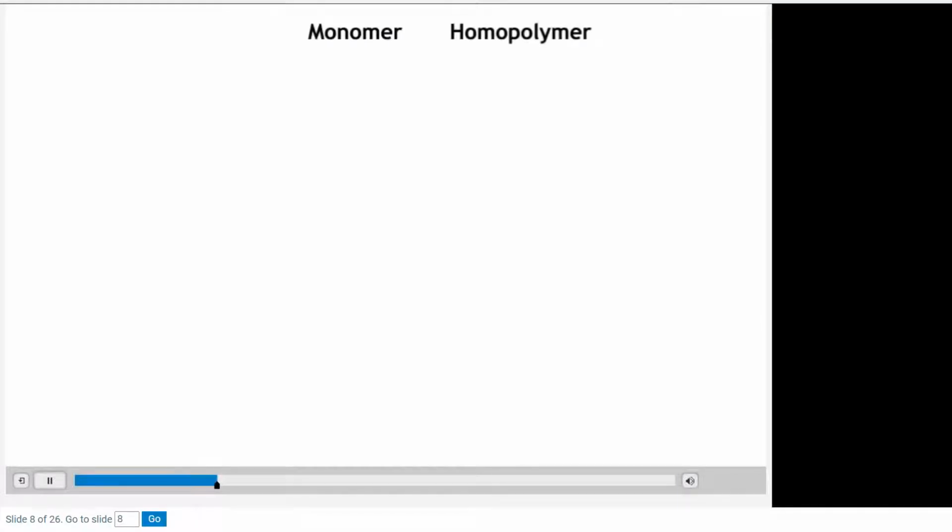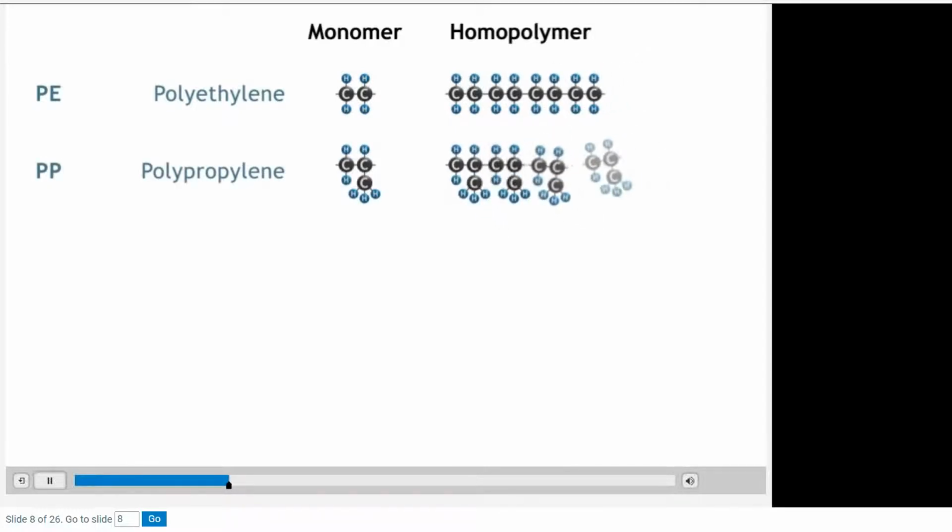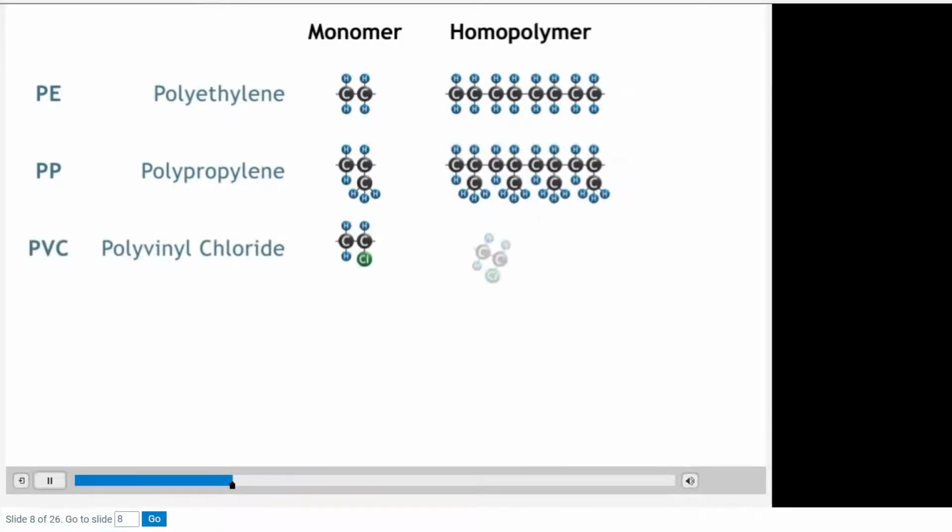A homopolymer is material that has been polymerized using the same monomer, like PE, polyethylene, PP, polypropylene, PVC, polyvinyl chloride, or PS, polystyrene.